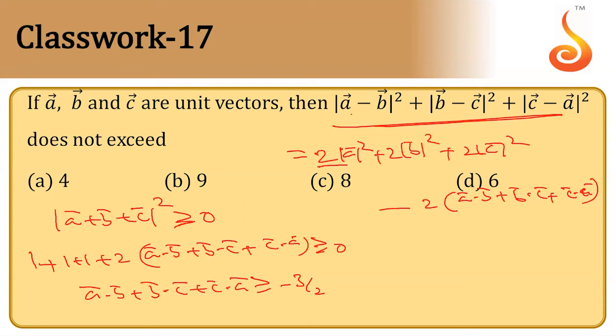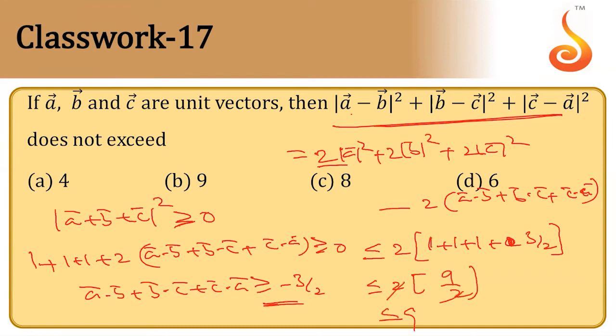That means this entire value is less than or equal to 2 times modulus a square, 1 plus 1 plus 1 minus 2 into, this is 1 into 3 by 2 minus 3 by 2. This is less than or equal to 2 into 9 by 2, so that is less than or equal to 9. Because this value is greater than or equal to minus 3 by 2, the entire value is less. Therefore, the maximum value cannot exceed.